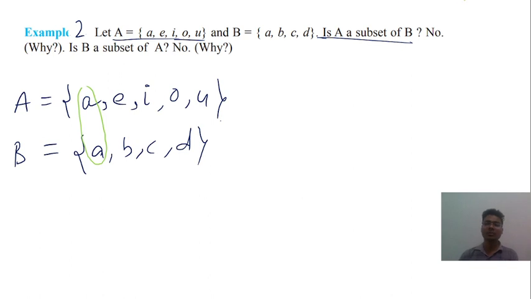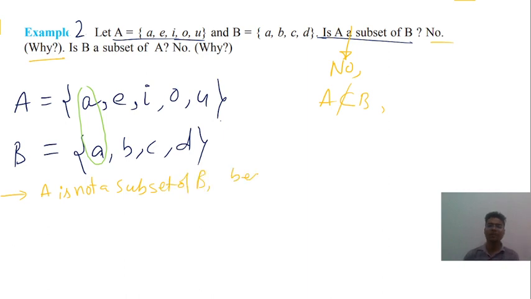So what is the answer of this question? The answer of this question is no. A is not a subset of B. They are asking why, so we will answer them why. A is not a subset of B because not all the elements of A are present in B.